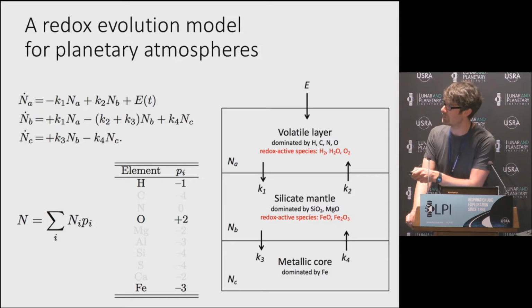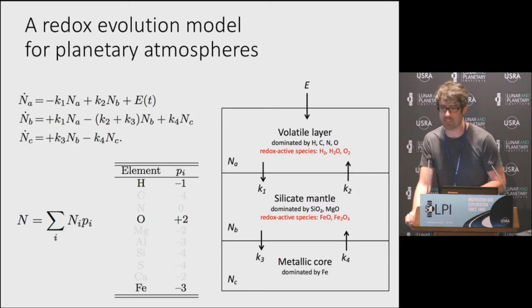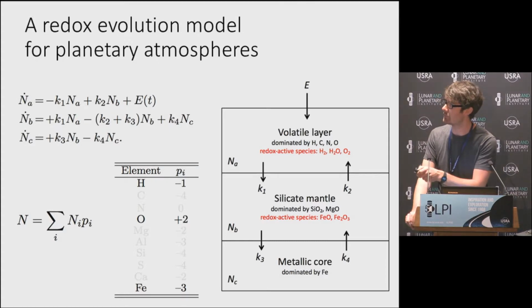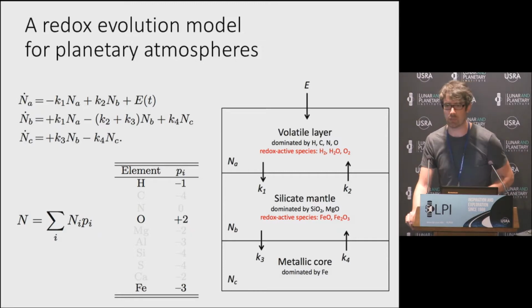You may note that I have an escape term with an arrow pointing downwards. This is because this N here is the oxidizing power of the system. So net escape of hydrogen to space means an increase in the oxidizing power of the volatile layer.